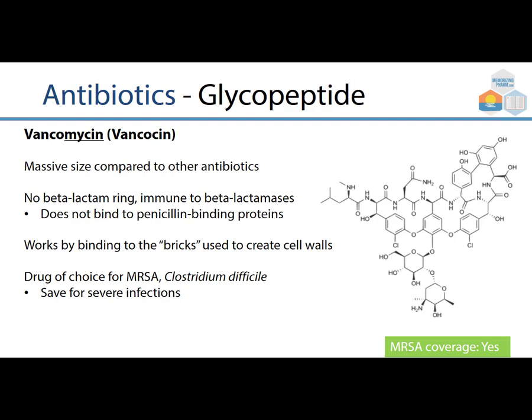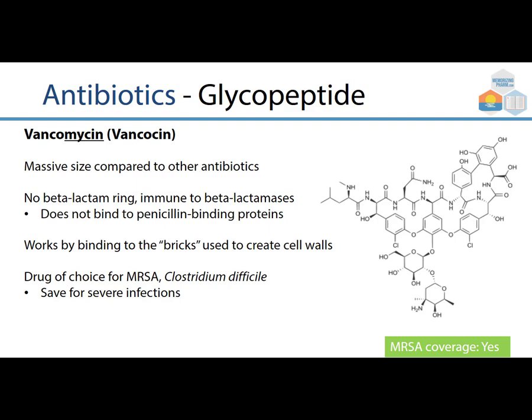So antibiotics, glycopeptide, so vancomycin, this is a huge molecule relative to the other antibiotics. It doesn't have a beta-lactam ring, so beta-lactamases don't do anything to it. And it doesn't bind to the penicillin binding proteins. Rather, it works by binding to these kind of bricks that are used to make the cell walls. It's a drug of choice for MRSA, or methicillin-resistant Staph aureus, and C. diff, or Clostridium difficile. But we want to save it for severe infections.